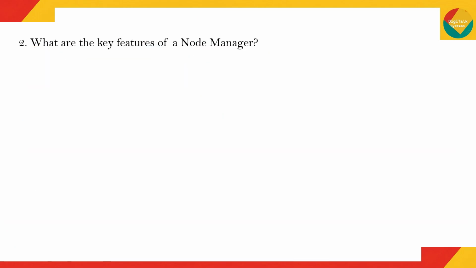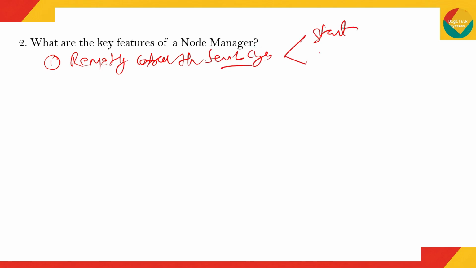What are the key features of node manager? Okay, so the first key feature we have already discussed. It is used to control, or you can say remotely control, the server life cycle. That means it is used to start and stop the servers remotely. Remotely in the sense that you are simply starting and stopping the server from an admin console.